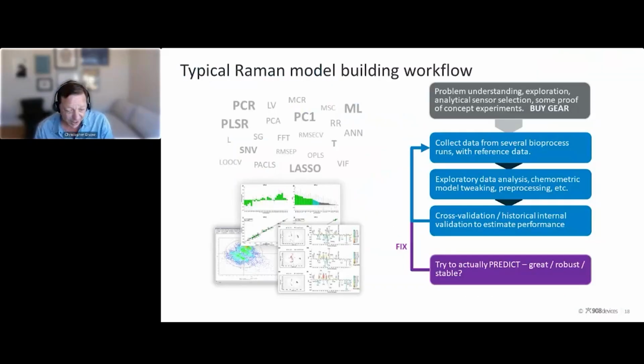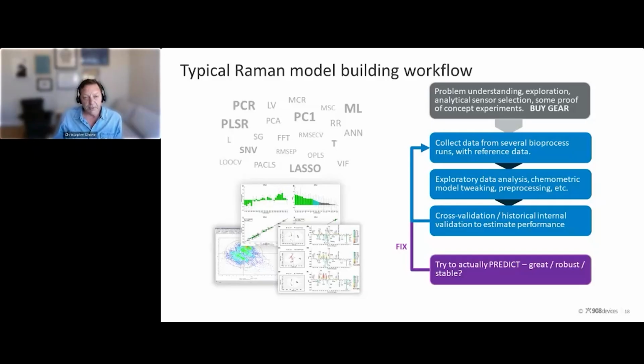So what's typically done? Well, there are a lot of acronyms in the space: PCR, PLS, multiple components, etc. But hopefully, things start with problem understanding. So what is somebody trying to achieve? Selection of an analytical platform and some proof of concept experiments. Then you write a check for a piece of equipment, a spectrometer, and then you start collecting data. It's most commonly observational data from real bioprocess runs. Reference values are collected from an independent analyzer. So maybe you're trying to do glucose, lactate, something else, so a reference analyzer is running, collecting that data. And then you try to put the two together.